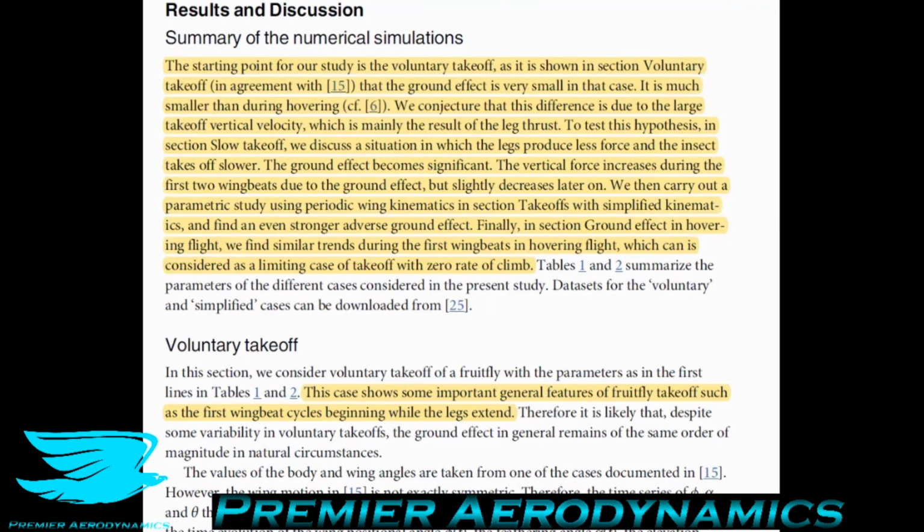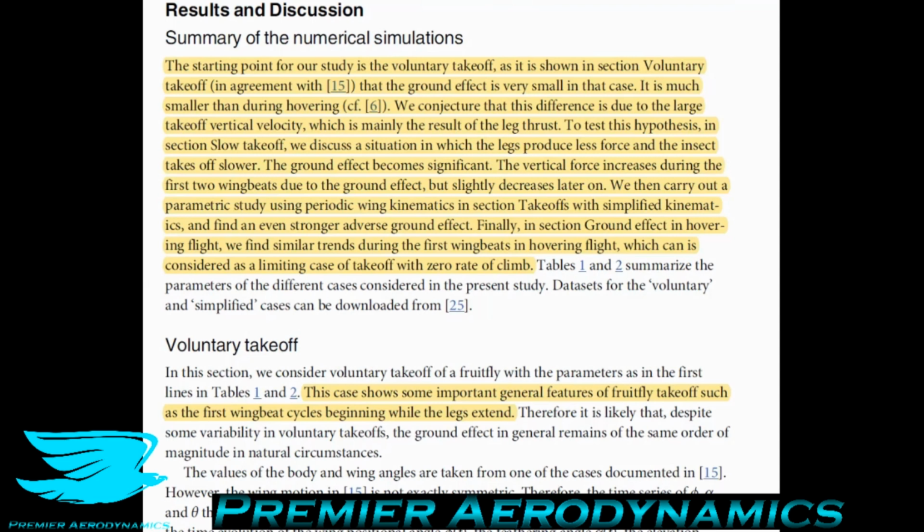The starting point of our study is the voluntary takeoff. So this is how an insect usually takes off. As it is shown in section voluntary takeoff, the ground effect is very small in that case. And with the voluntary takeoff, they go on and say that some important general features of fruit fly takeoff, such as the first wing beats beginning while the legs extend. So as they're jumping off, obviously they beat their wings a little bit, and they found that there was no ground effect.